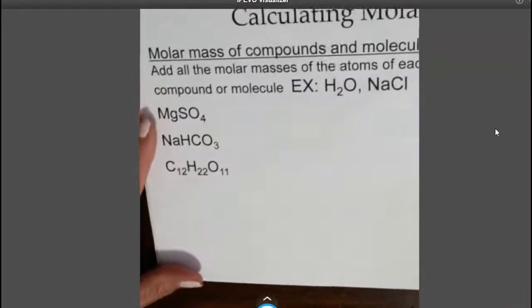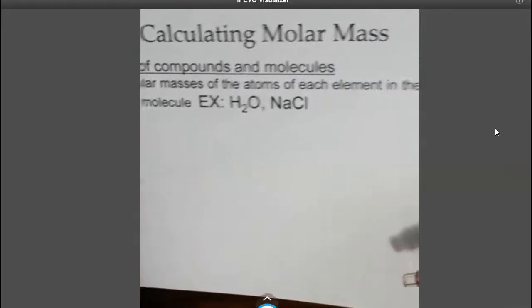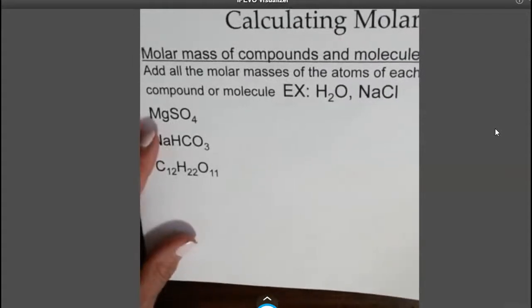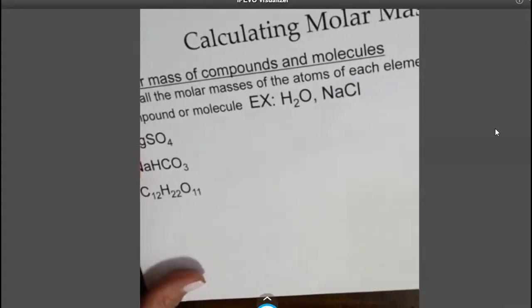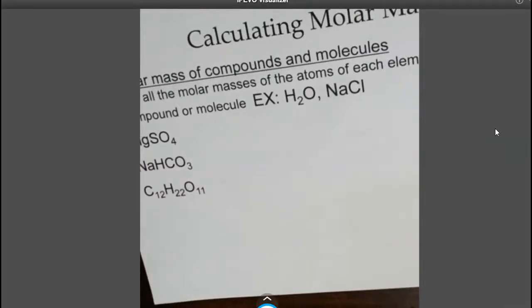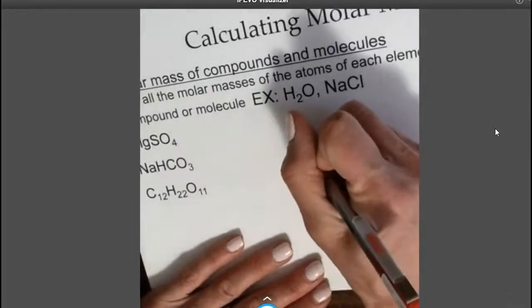Now let's look at finding the molar mass of compounds or molecules. Again, this PowerPoint is on Google Classroom. So if we want to figure out the molar mass of compounds and molecules, we're going to add all the molar masses of all of the atoms of each element in the compound or molecule. We're going to add it together. I'm just going to show this to you. Again, this PowerPoint is on Google Classroom. You can go back and write more things down.